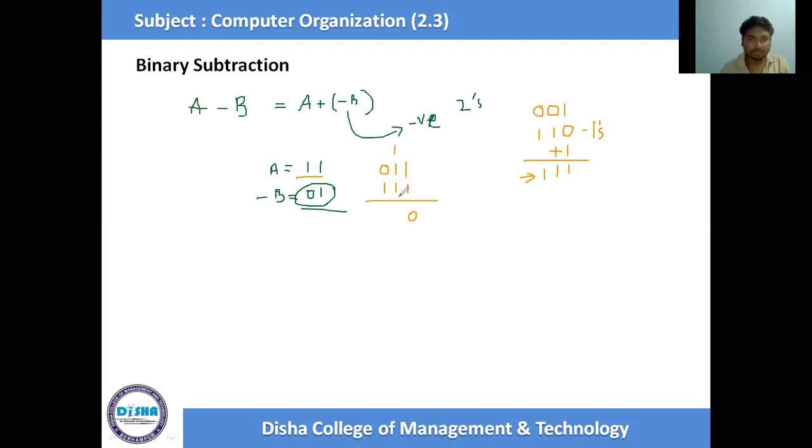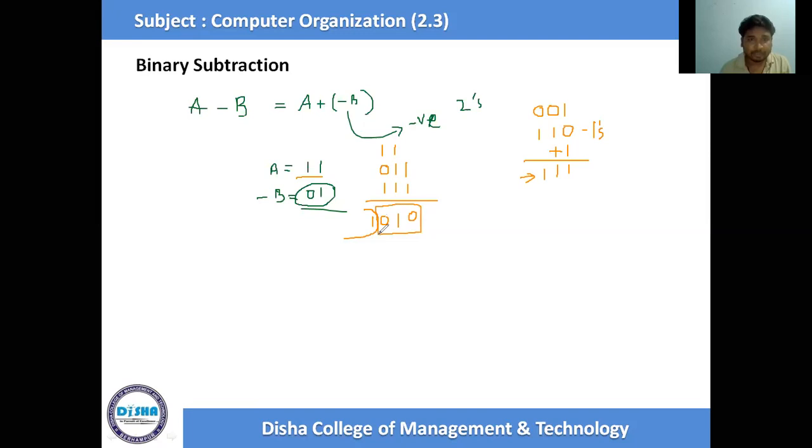Then 1 1 1. Value is 1, carry is 1. 1 1, that value is 0, carry is 1. So we are adding 3-bit numbers, but we are getting a 4-bit number. So it is an overflow condition. So we have to remove this one, or discard that MSB value. Then we are getting this value. This is our final answer.